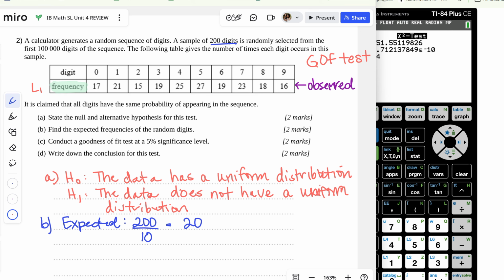So we did A, we did B, and now we need to conduct a goodness of fit test at a 5% significance level. So we're going to go ahead and do that.